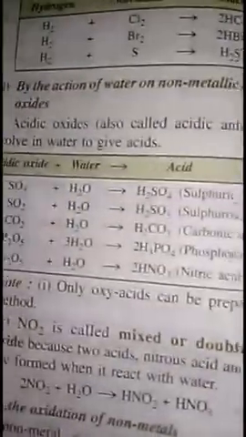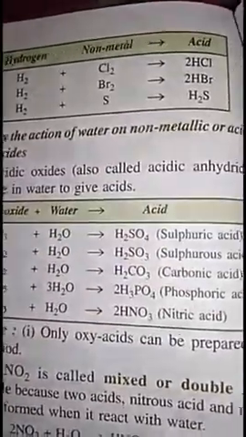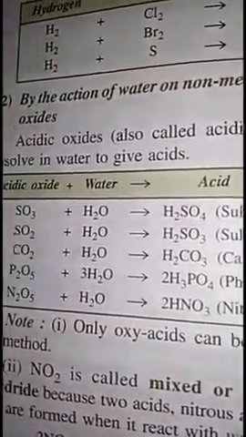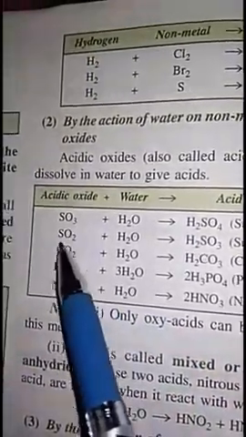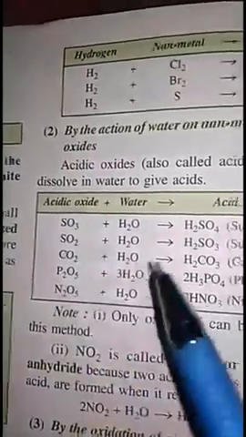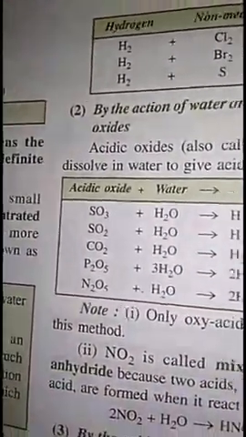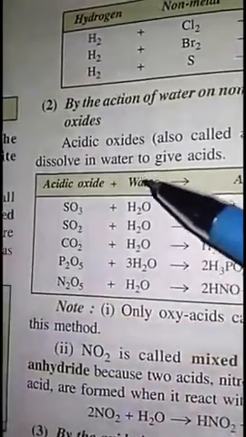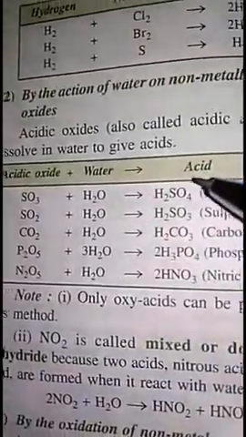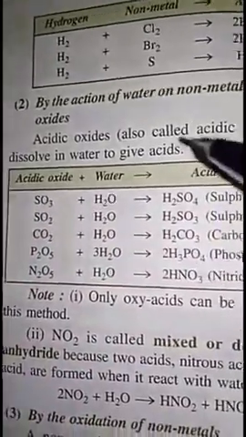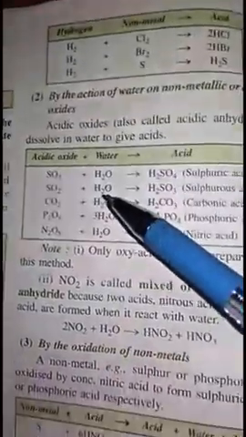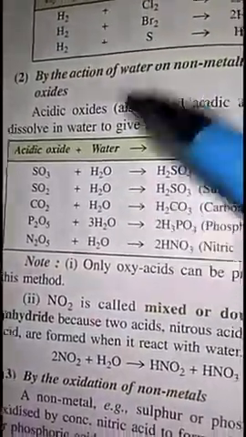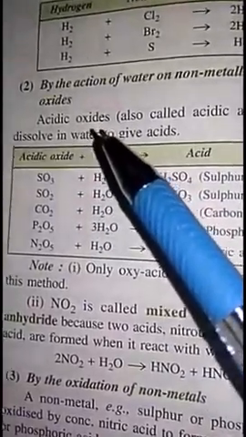First of all, we should know what acidic oxides are. The non-metallic oxides which dissolve in water. See, sulfur trioxide, sulfur dioxide, carbon dioxide, likewise nitrogen dioxide, nitrogen pentoxide, they all dissolve in water and form acids. So the non-metallic oxides which dissolve in water and form acids are called acidic oxides.